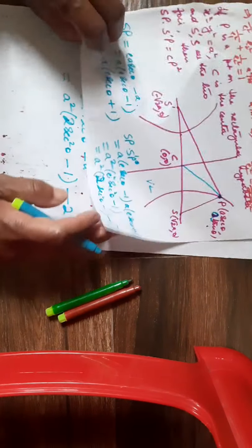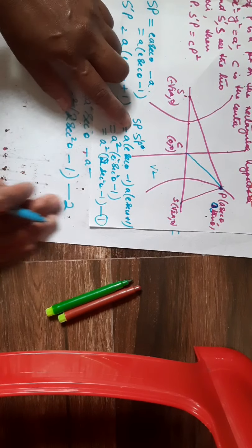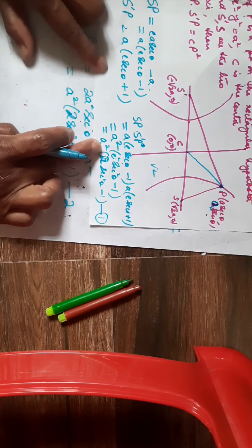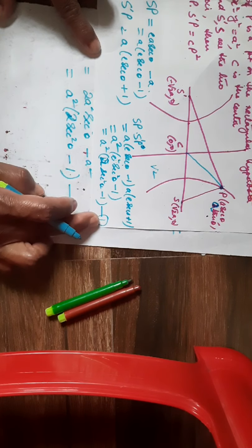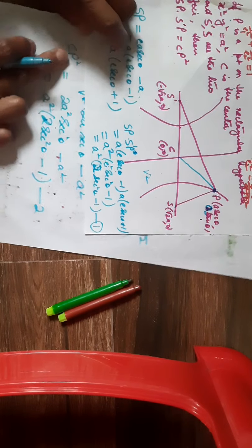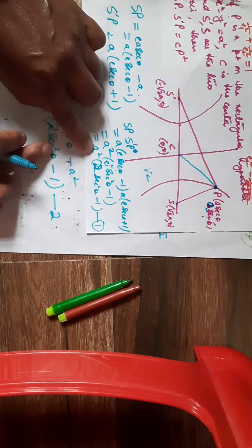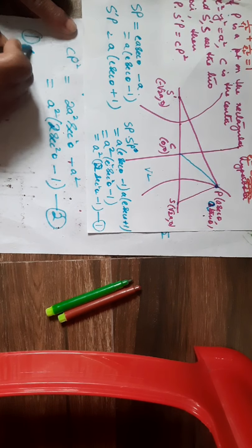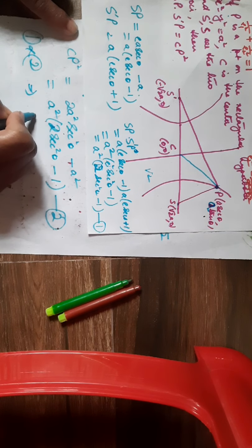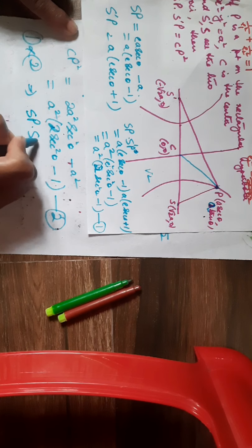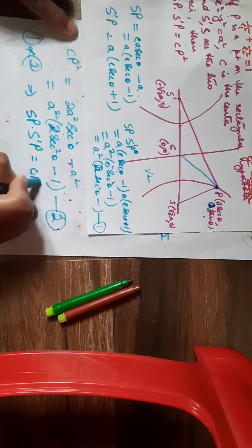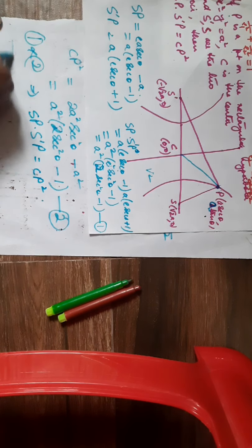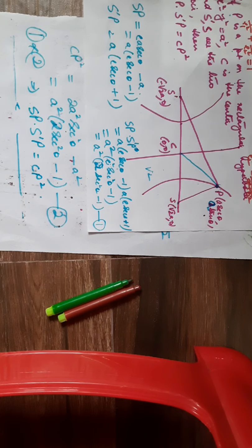Now just check, compare this with equation 1. SP into S prime P is a square into (2 secant square theta minus 1). And again, we get CP square is equal to a square into (2 secant square theta minus 1). This is equation 2. So from 1 and 2, we conclude that SP into S prime P is equal to CP square.